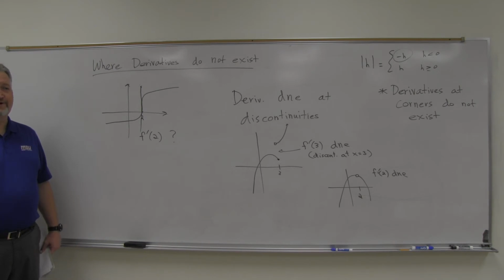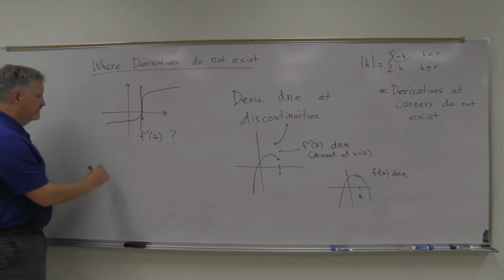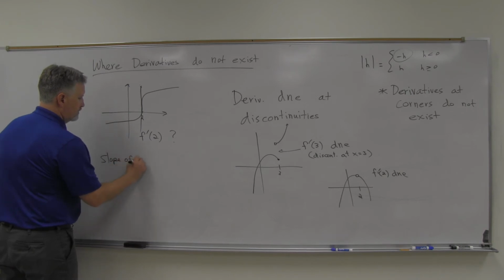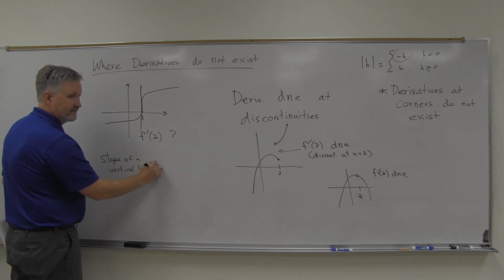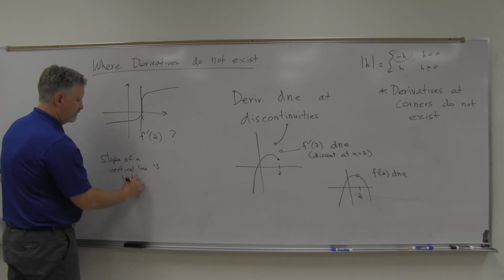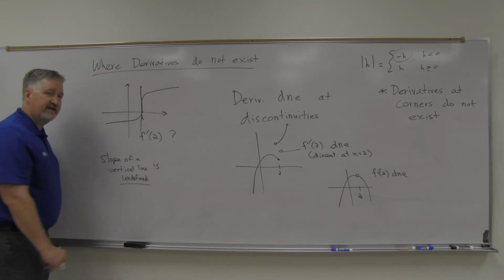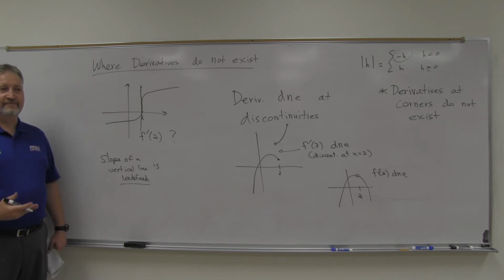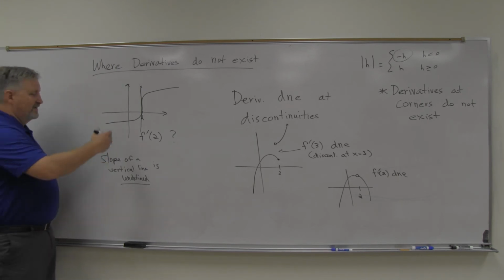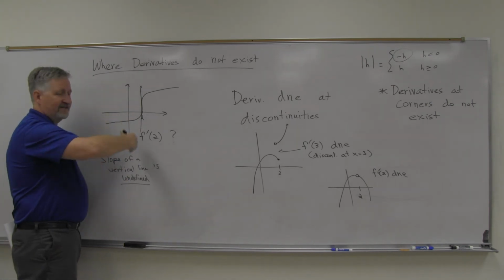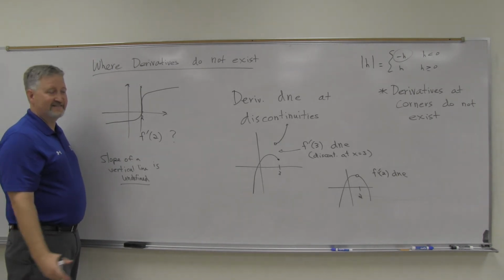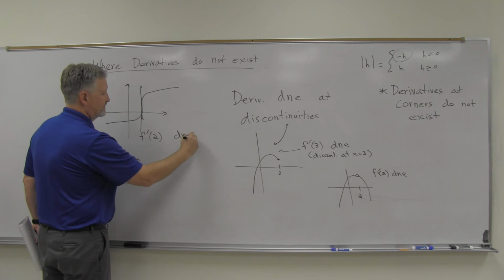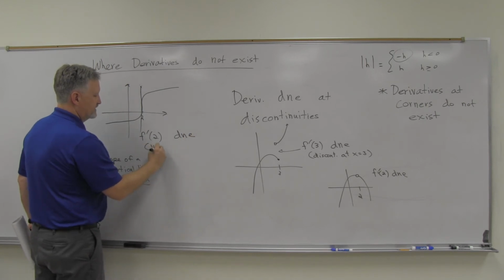Vertical line. Do you know anything about slopes of vertical lines? Slope of a horizontal line is 0, but the slope of a vertical line is undefined. You can't define the slope of a vertical line. Well, if the slope of a vertical line is undefined, and the tangent line here is a vertical line, guess what the derivative is? Undefined, does not exist. Yeah. Because you got a vertical tangent line.